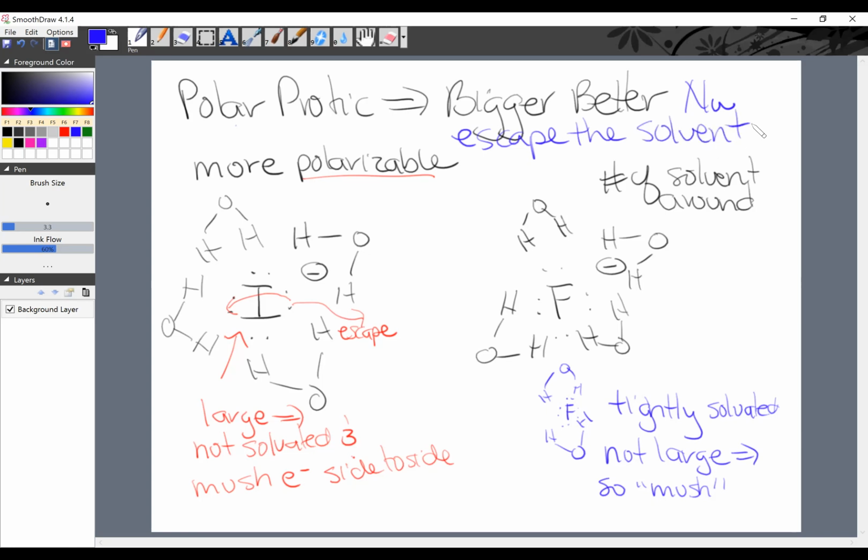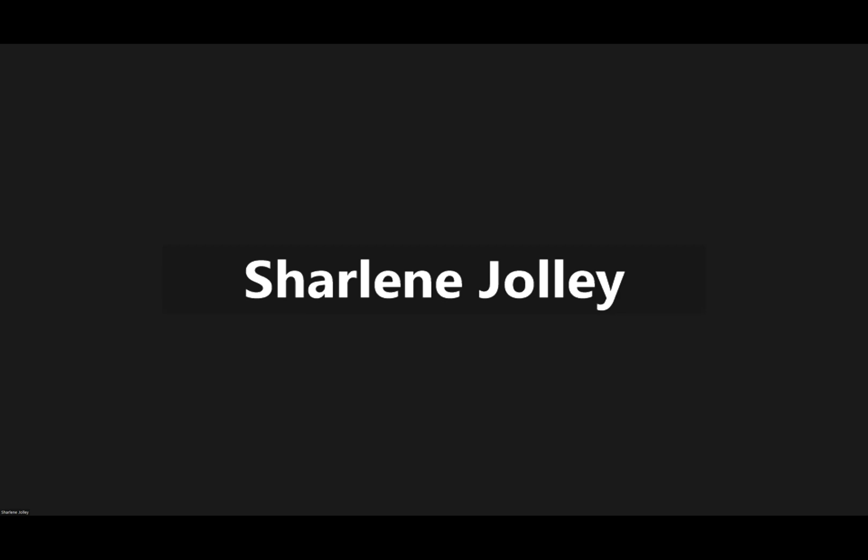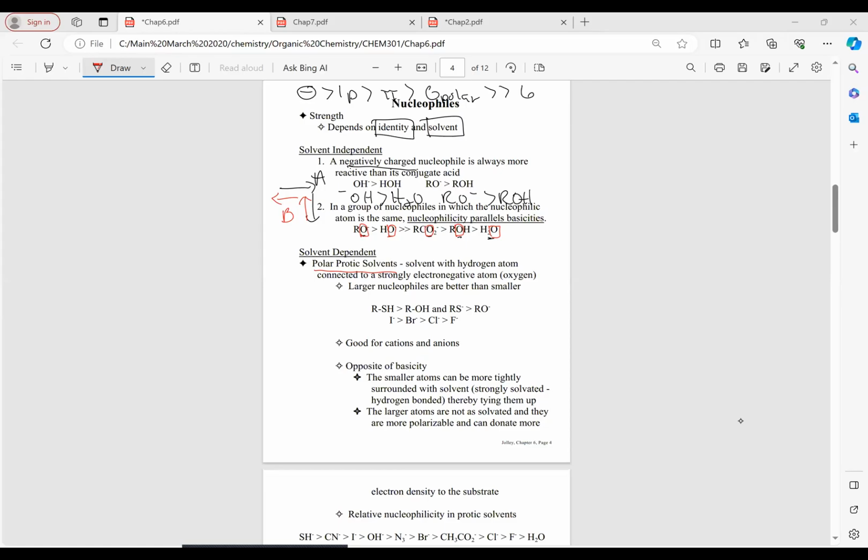All right, so in polar protic, that is the key. All right, so let's take a look at these. If you'll notice, larger nucleophiles are better than smaller nucleophiles. And so iodine is the largest. So it's better than bromine, which is better than chloride, which is better than fluorine. All of those are negative. And it's very, very good for cations and anions. Polar protic really helps stabilize carbocations and carbanions. But it is the opposite of basicity.